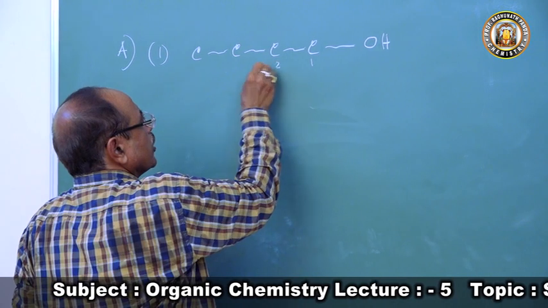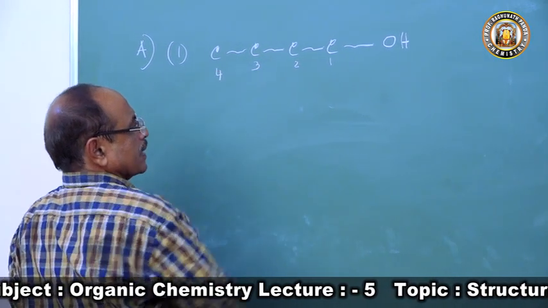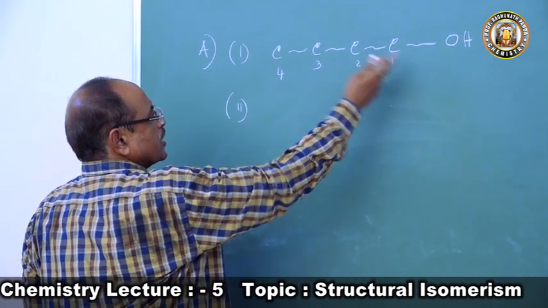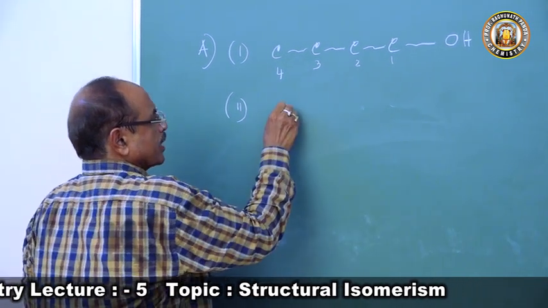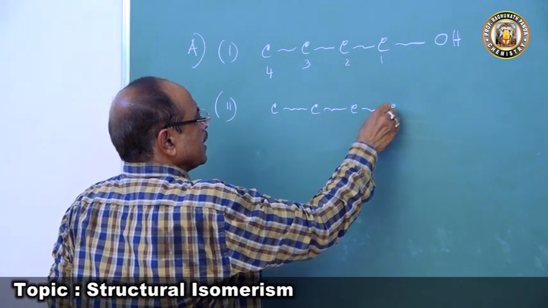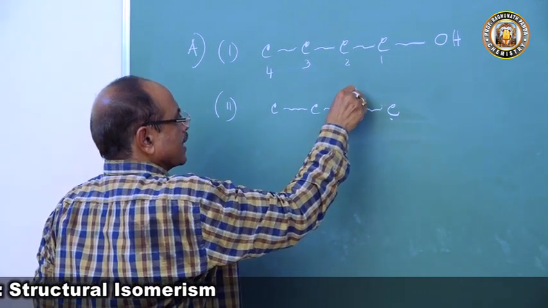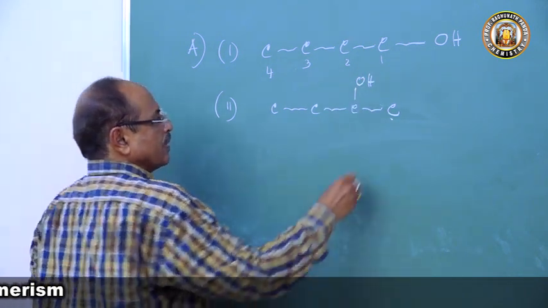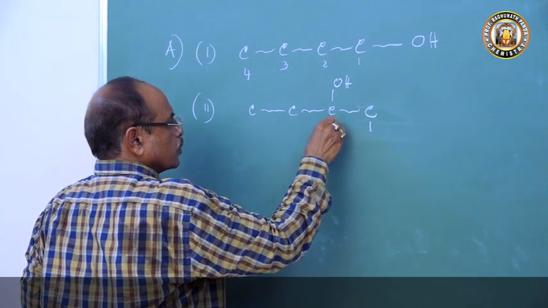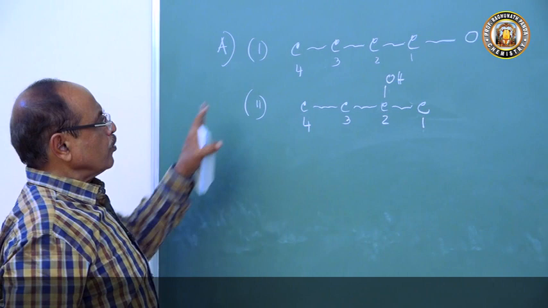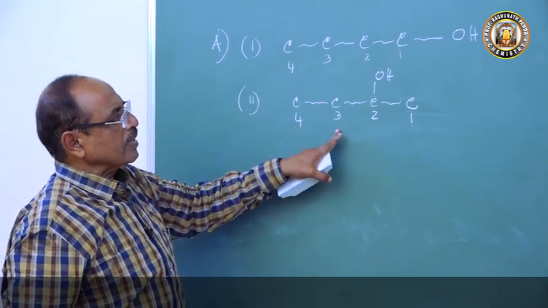1, 2, 3, 4. This is one possibility. And the second possibility, in the same chain, we will change the position of the OH group. We can write C, C, C, C. We can place the OH group on the second carbon atom. So we have 1 carbon, 2, 3, 4, this possibility. Now we will write this structure.